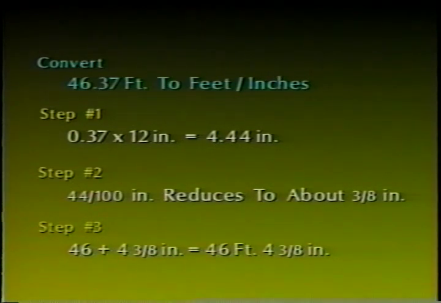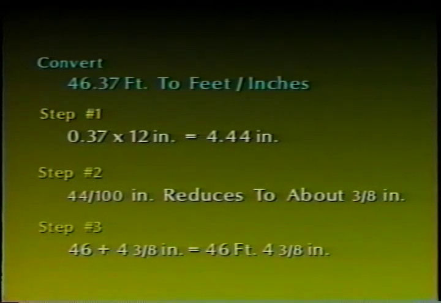The reverse of foot and inch to decimal, or decimal to feet and inches, is shown in this graphic. Convert 46.37 feet to feet and inches. First take 0.37 feet and multiply it by 12, converting it to 4.44 inches. This decimal fraction reduces to 4 and 44 one-hundredths of an inch, or most nearly 3/8 of an inch. Adding the 46 feet back into the conversion completes the operation at 46 feet, 4 and 3/8 of an inch.